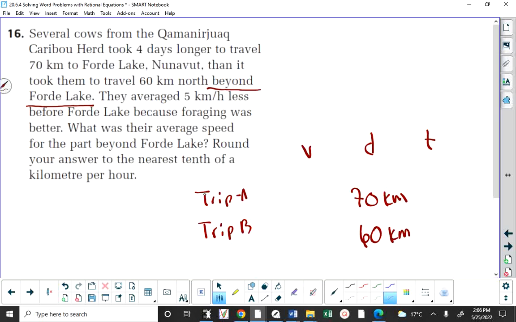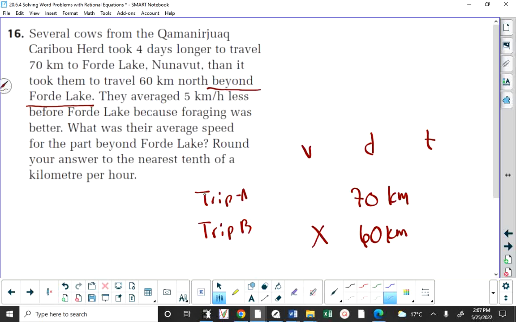The second thing that I've asked everybody or said to everybody that you should fill in is put an X on the thing that you're trying to find. So we have a lot of sifting to go through. They averaged 5 kilometers per hour less. That doesn't matter. What was their average speed? What was their speed for the part beyond Ford Lake? This is what we're trying to find.